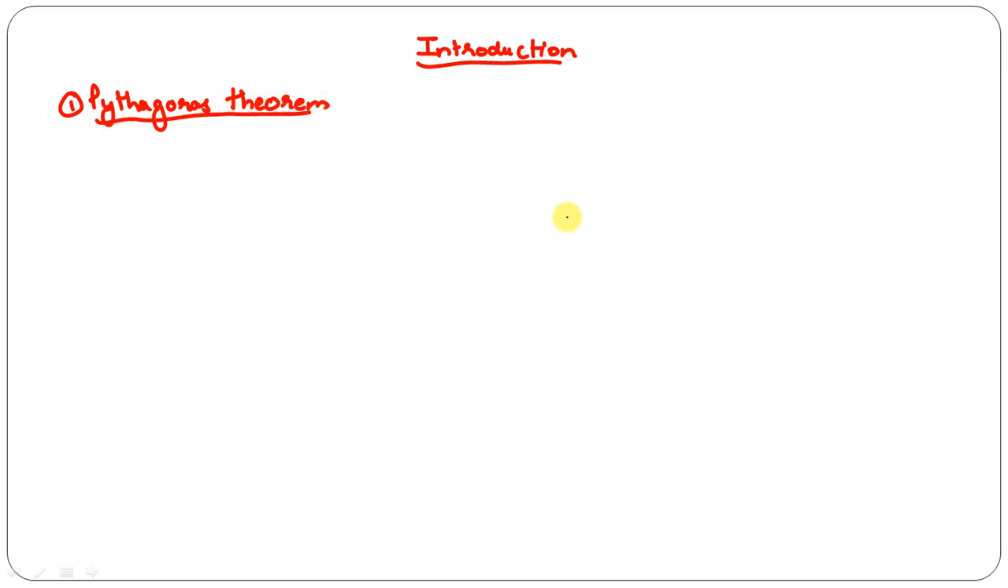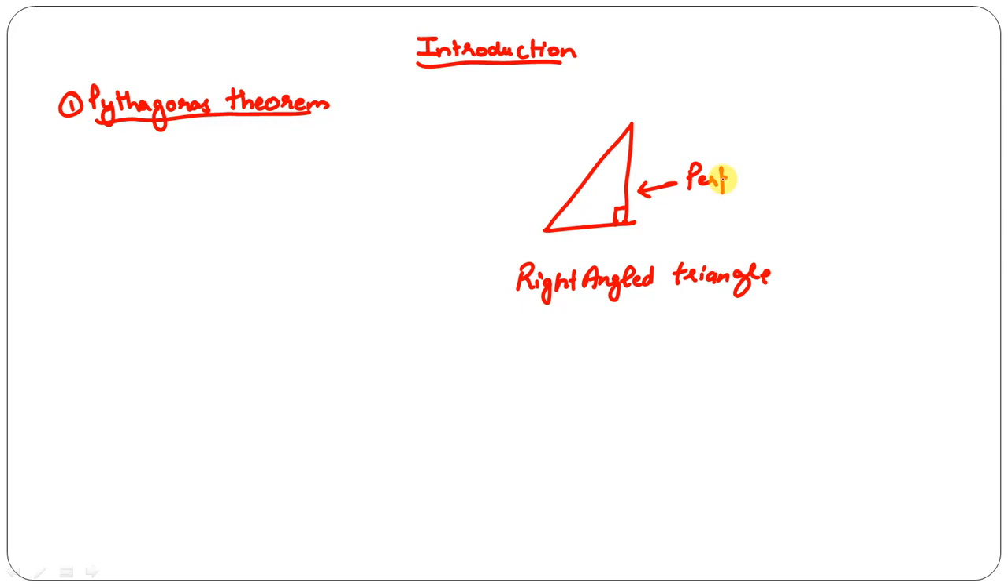So, a right angle triangle is a triangle having one angle equal to 90 degrees. So, this is your right angled triangle. There are three components of the right angle triangle. This component is called the perpendicular. This is called the hypotenuse, and the bottom component is called the base.